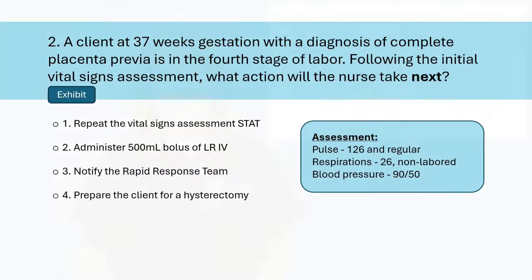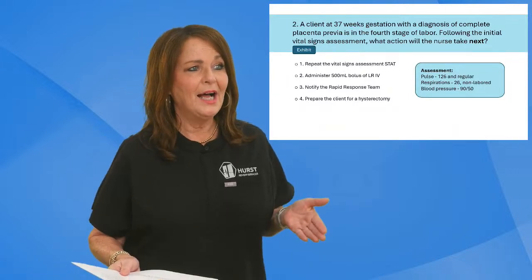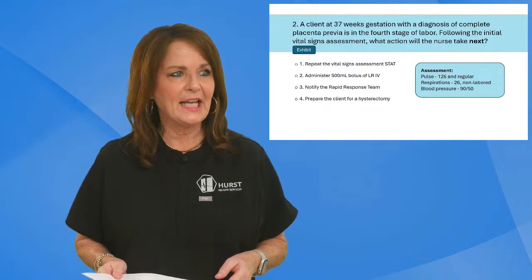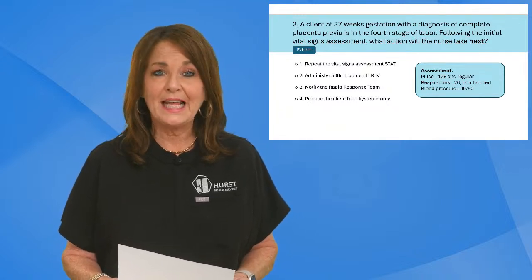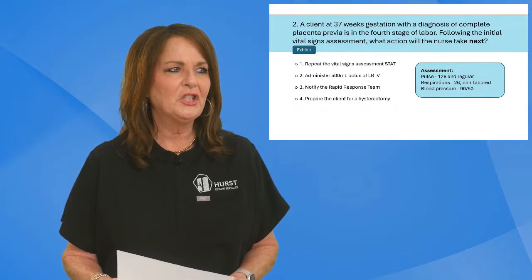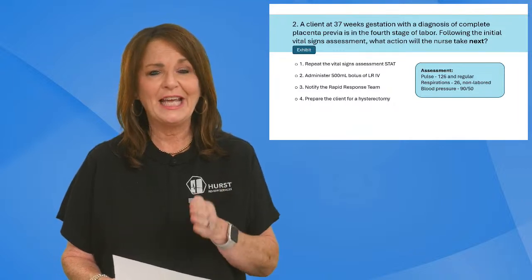All right, let's read this question together. A client at 37 weeks gestation with a diagnosis of complete placenta previa is in the 4th stage of labor. Following the initial vital signs assessment, what action will you, the nurse, take next?